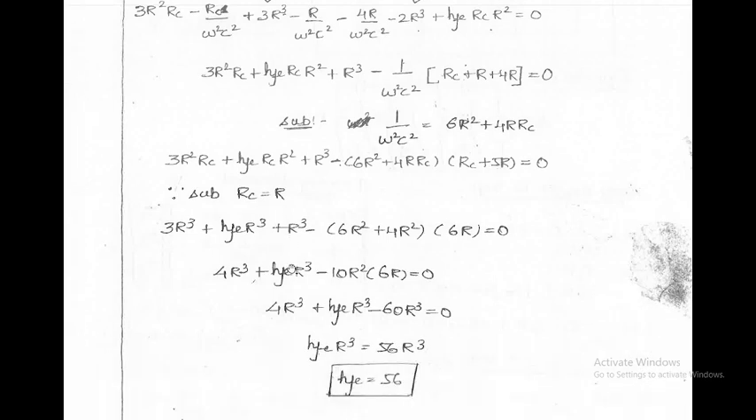Again, we should do the simplification. We can get this equation, and at one stage we can substitute the value RC equal to R. Finally we can get the equation as HFE R cube equal to 56 R cube, and R cube will be cancelled. So the HFE, the forward current gain, should be given as 56. This is also very important.